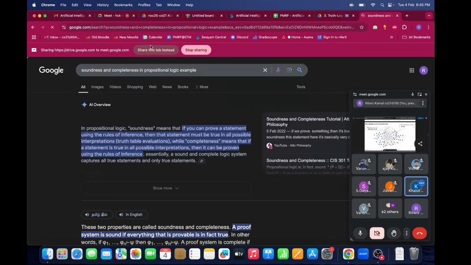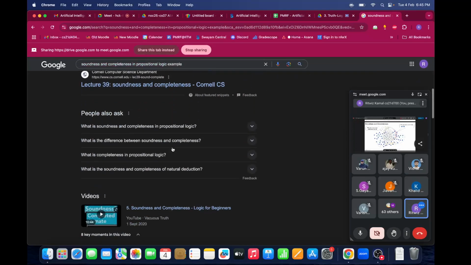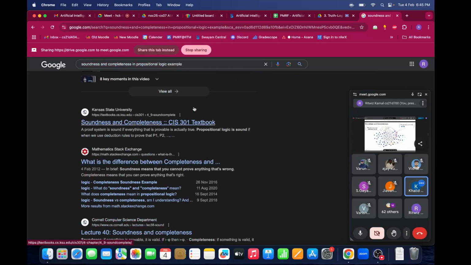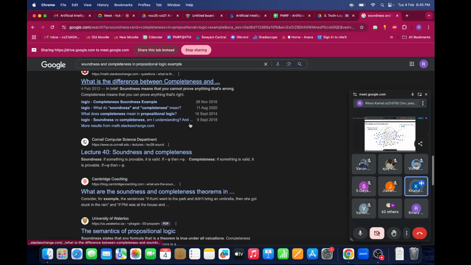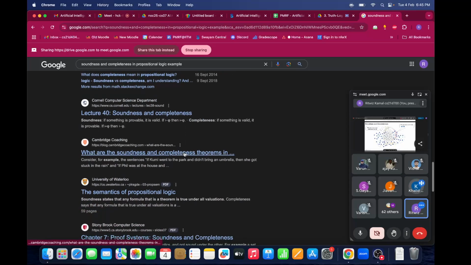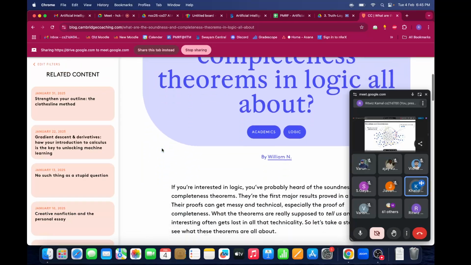Sir, can we say in a single line, if all the derived sentences are true, then it is sound, and if all the true sentences can be derived, then it is simply complete? Is it possible? Yes, we can say that. All the derived sentences are true means sound. All the true sentences can be derived means complete system.